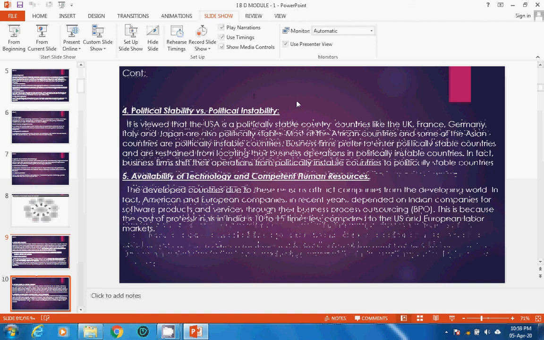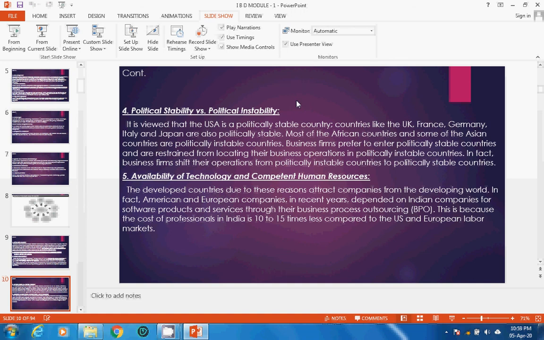Political stability and political instability. It is viewed that the US is a politically stable country, as are countries like the UK, France, Germany, Italy, and Japan. So these are the countries where we do find political stability. Most of the African countries and even Asian countries like Pakistan have political instability. Therefore, business firms prefer to enter the countries where they have political stability. In fact, business firms shift their operations from the politically unstable countries to the politically stable economies.